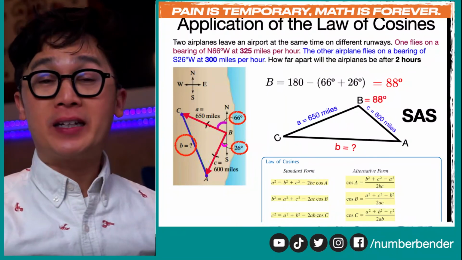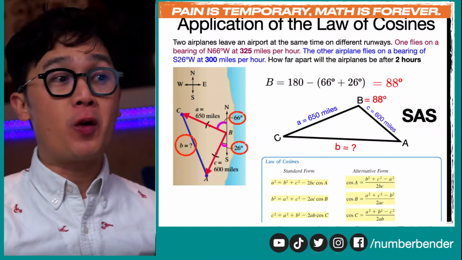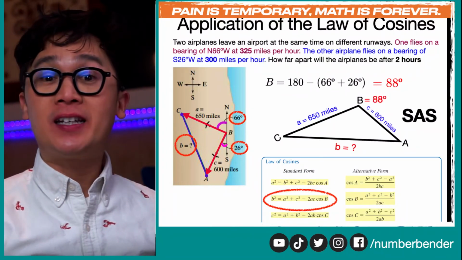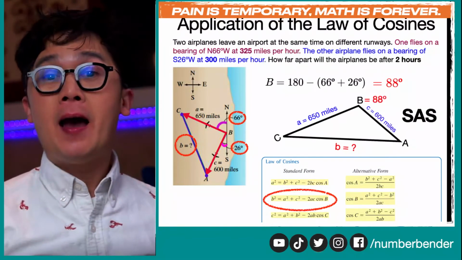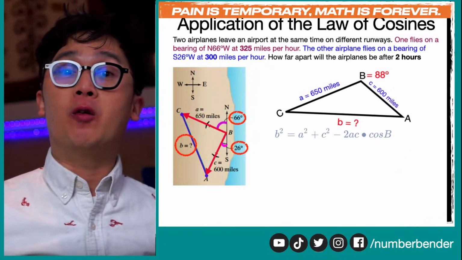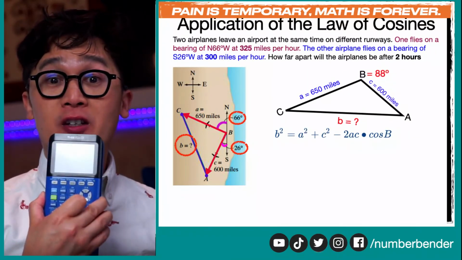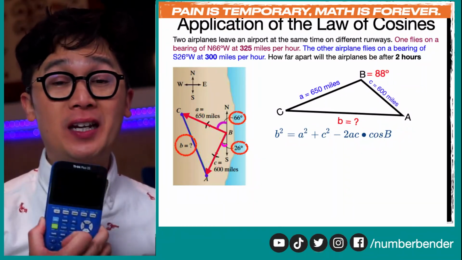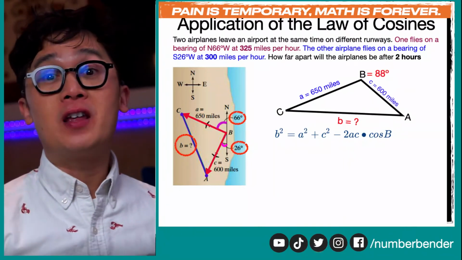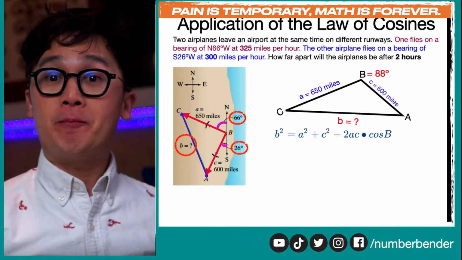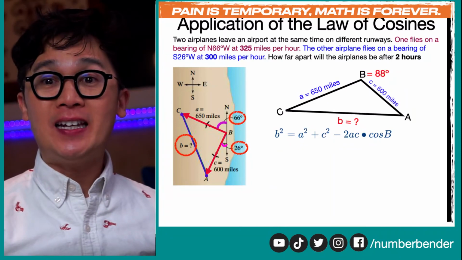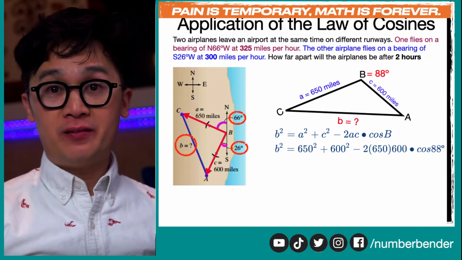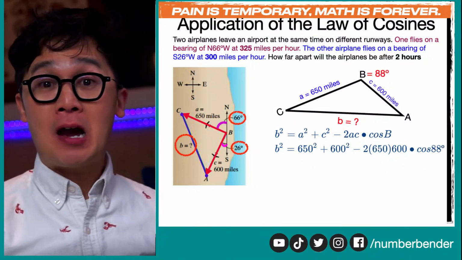And the standard form that we're going to be using would be b squared equal to a squared plus c squared minus 2ac times cosine b. And by substitution and using our graphing calculator, make sure that you are using it correctly and that you are in the correct mode, which is radian mode, to be able to solve for the correct answer. So by plugging in the values of a, c, and cosine b, which is 88 degrees, we'll be able to solve side b using our calculator.